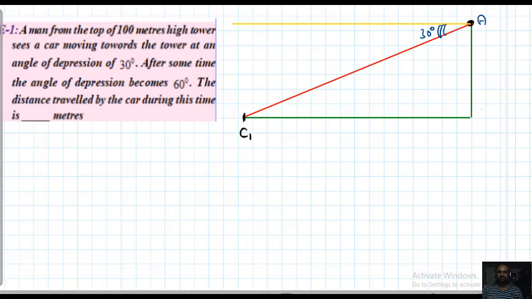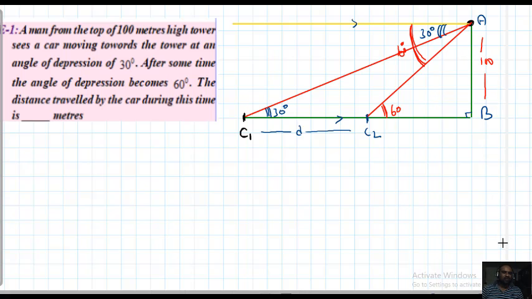A, B I can say. Okay, automatically if this is 30, these two are parallel and cut by a transversal, this also becomes 30 degree. After some time the angle of depression becomes 60 degree. This car is moving towards the tower, so this is the position of the car after some time. D is the distance traveled by the car in a certain time period. Now this is the angle between the vision ray and the horizontal ray. This total angle equals 60 degree, and automatically this becomes 60 degree because parallel lines cut by a transversal give alternate angles. Given the height of the tower is 100 meters, we want to find the value of D.